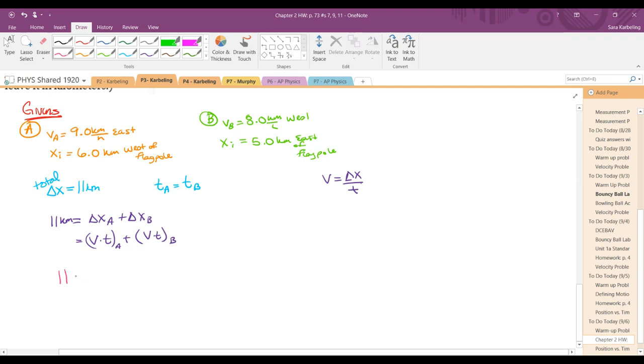So we've got 11 kilometers equals 9 kilometers per hour times t plus 8 kilometers per hour times t. Can you solve that for t? For sure you can. You got 2 things with a t. What are you going to do with these?